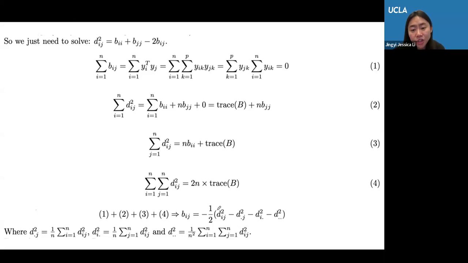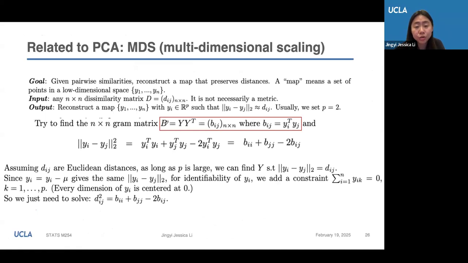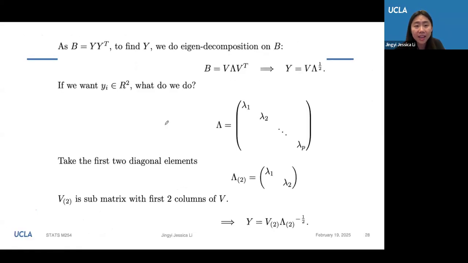So essentially, the result is that b_ij is d_ij squared minus d_·j squared minus d_i· squared plus d_·· squared, and the total difference is multiplied by minus 1 over 2. So you solve for b_ij. You are halfway there, because once you get every b_ij, you get the B matrix. And once you have that, you finally do the eigen decomposition.